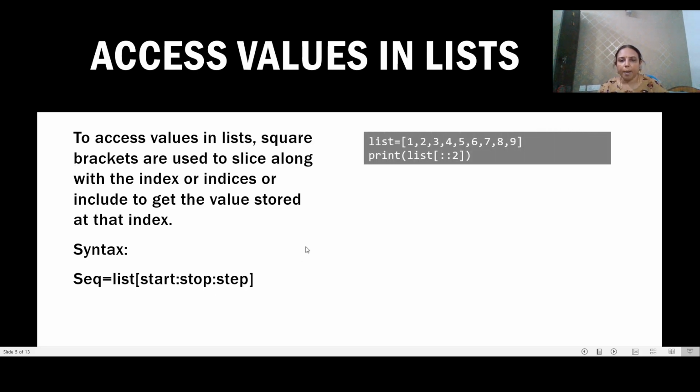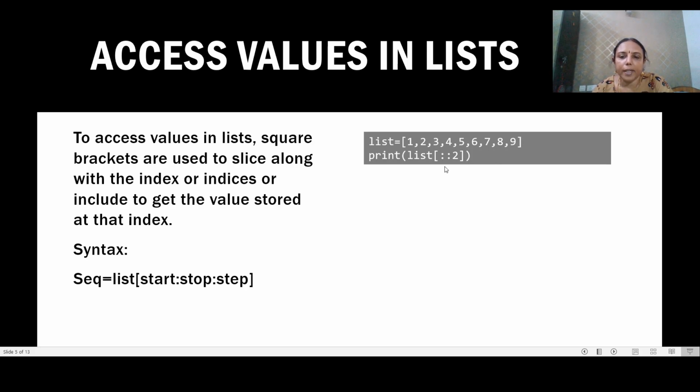The step will tell you how much to skip when you are scanning from start to stop. I'll give you an example. If you are given a list like 1, 2, 3 up to 9, and I am printing list of, remember the three parameters: start, stop, and the step. If I don't mention anything here, by default it will start with 0. And if I don't mention any stop parameter, then it will always refer to the entire list, that is till the end.